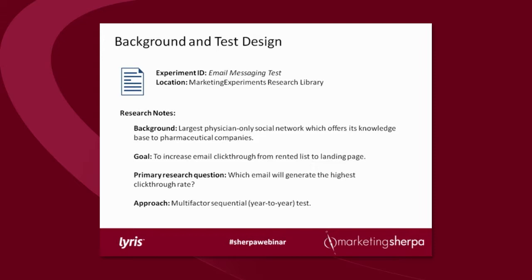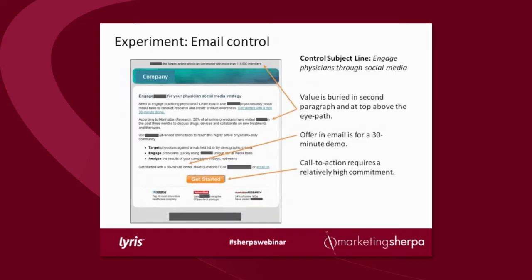So the first thing I'd like to do is take a look at the email that we're trying to test against. Subject line: engage physicians through social media. And without reading each line of the email, you could see that a lot of the primary or attractive value is buried in the second paragraph, above the fold. We also see that the offer in the email is for a 30-minute demo, but the call to action is relatively high commitment: get started. Well, what does that entail?